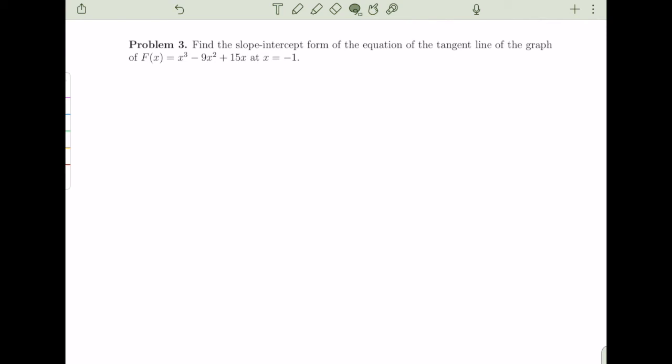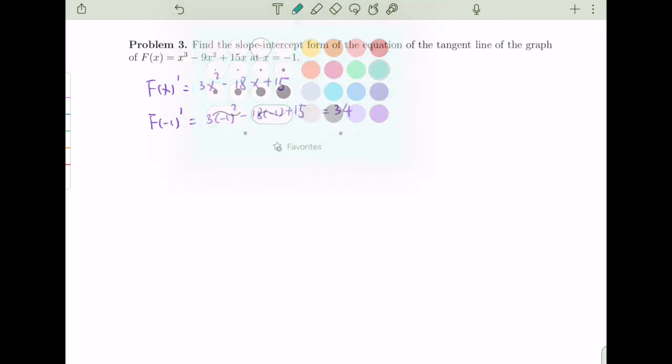We also know that to find the slope, we need to find the derivative, because the derivative is the slope. So we find the derivative first. Derivative is 3x squared minus 18x plus 15. And we plug in negative 1 in here to find its derivative. So it's 3 times negative 1 squared, minus 18 times negative 1, plus 15, which gives us 36. So now we know the slope is 36.